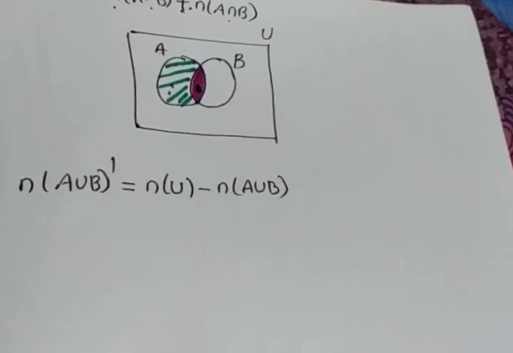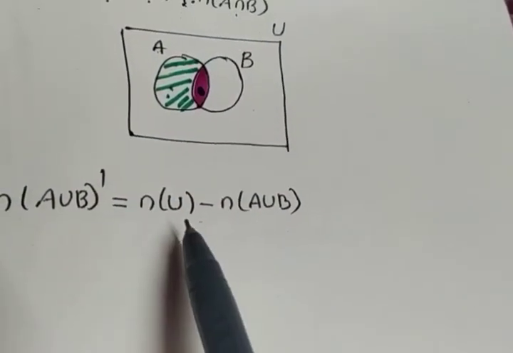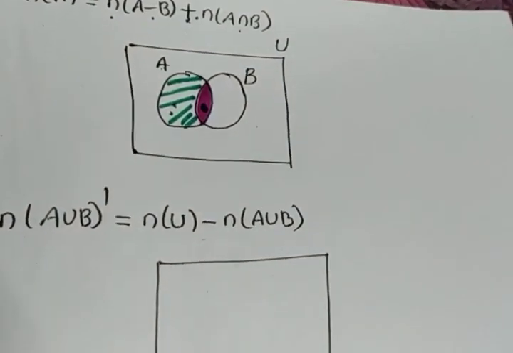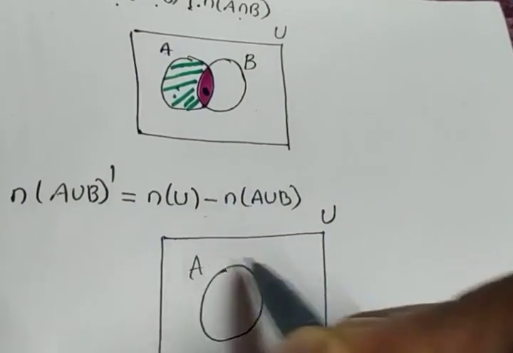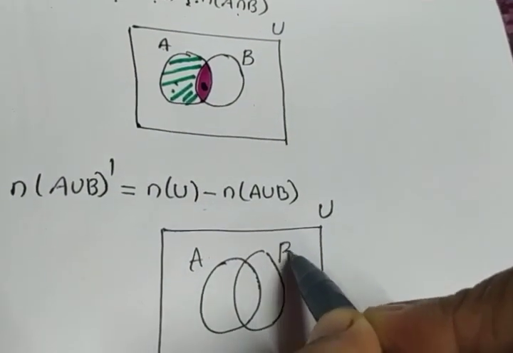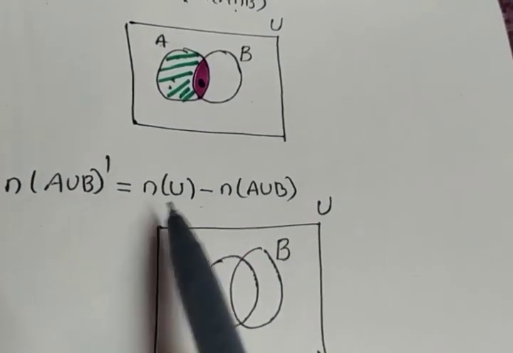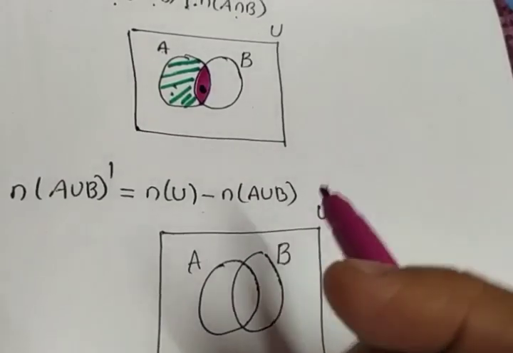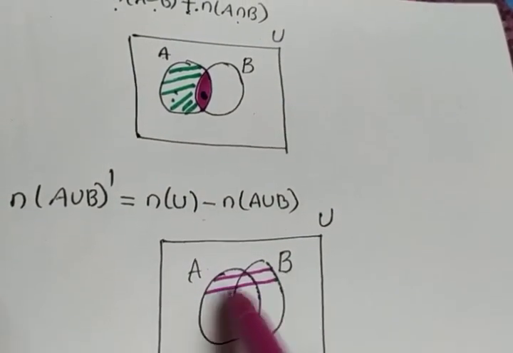Again, the next one, the number of elements in A union B dash is equal to n of U minus n of A union B. Here also we are going to show it with the Venn diagram. So this is U, let this be A and this be B. N of U means the full set. U means the full set, so n of U means all the elements in set U. And A union B is this shade.